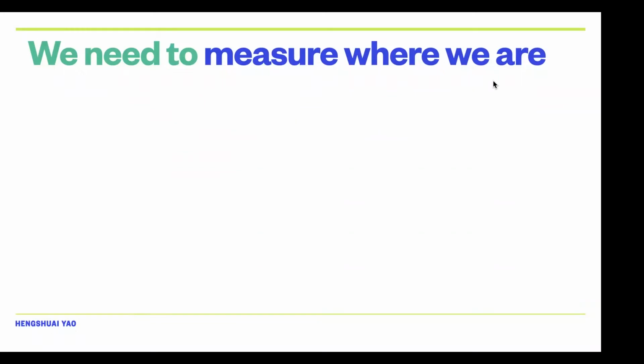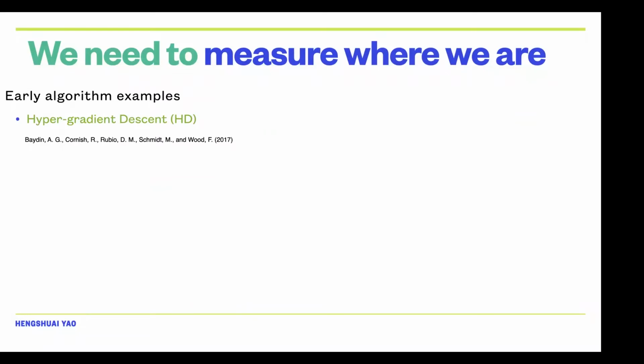I summarize it this way, but there are really early algorithm examples. They're already doing this. For example, the first algorithm, hypergradient descent, which is a deep learning algorithm, can be summarized in two lines. One is a gradient descent on W, the other is a gradient descent on alpha. So this is the meta gradient method. Eta is a meta step size.